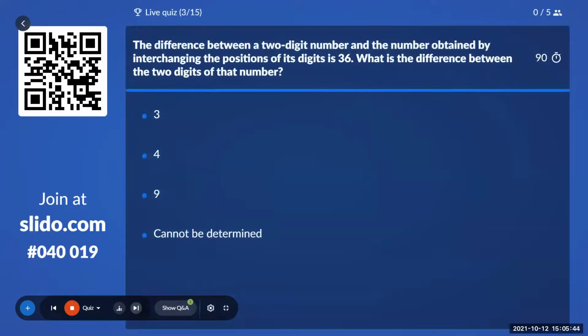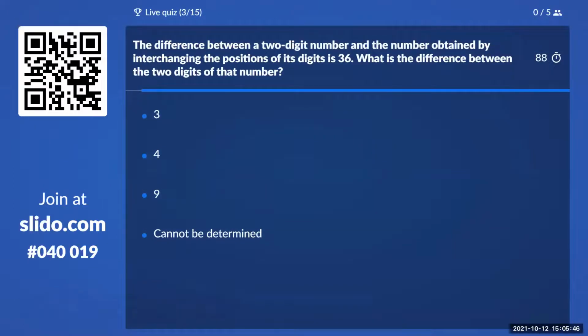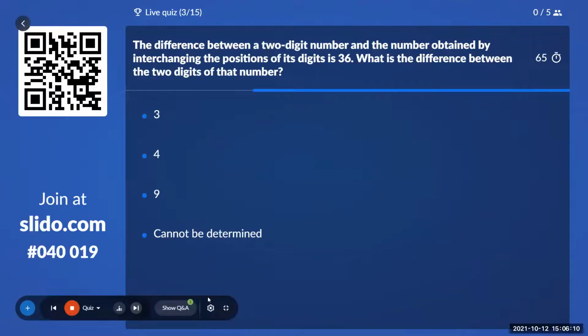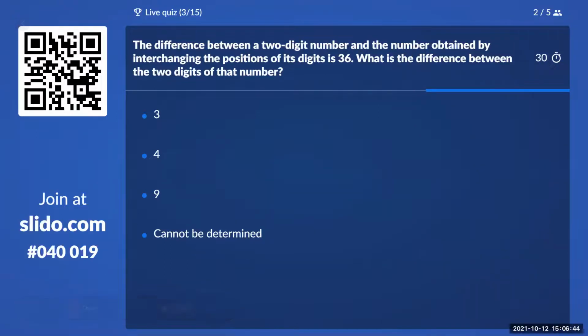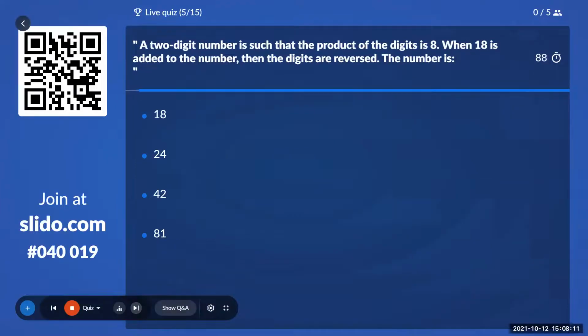Moving on. The difference between a 2-digit number and the number obtained by interchanging the positions of the digits is 36. What is the difference between the 2 digits of that number? See, we have discussed a shortcut trick for this. Let's see how many of you can solve. This is an intermediate question, and these types of questions are usually expected in exams. Here you have to just interchange the digits and find the difference. The timer has started.